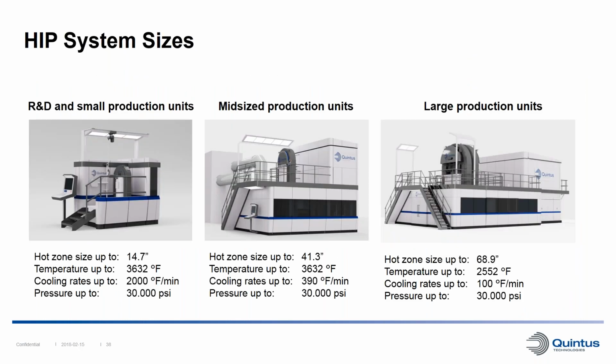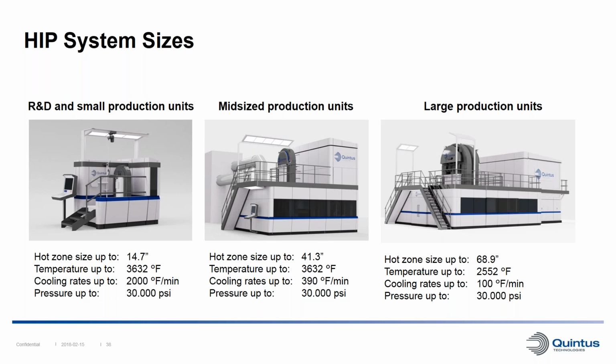Looking into the HIP system sizes as such, all different kinds of sizes are offered, all the way from R&D small production units up to very large scale production units. Looking at the smaller units for Quintus, we have hot zone sizes up to 14.7 inch, and temperatures can go up to 3,632 Fahrenheit. That would be for the graphite furnace. We have cooling rates as high as 2,000 Fahrenheit a minute. So for these smaller units, we can definitely apply quenching directly into the HIP cycle. All systems are designed to achieve pressures up to 30,000 psi.